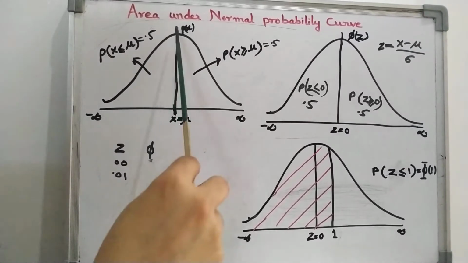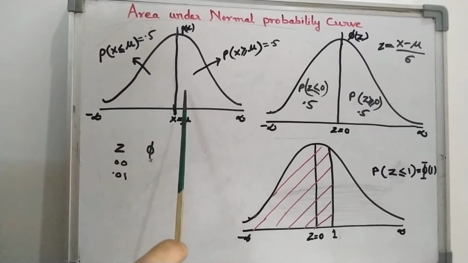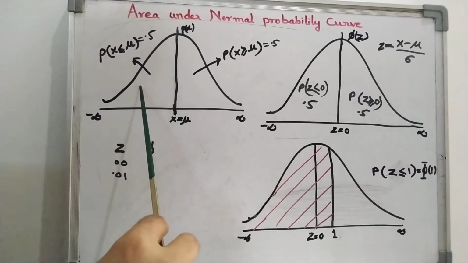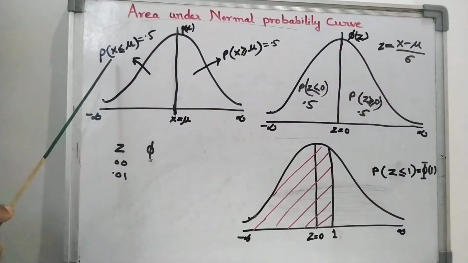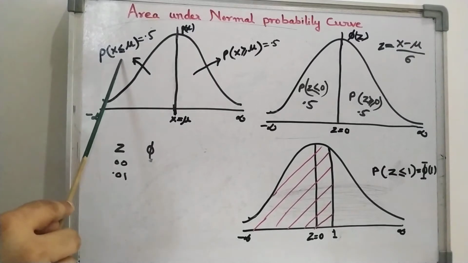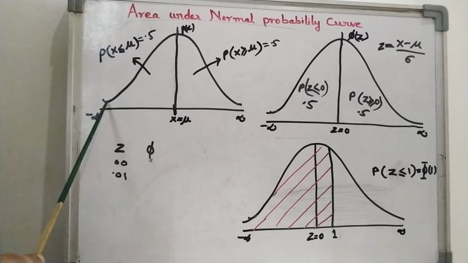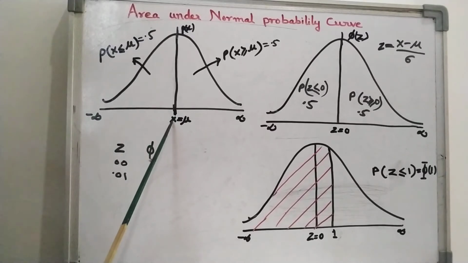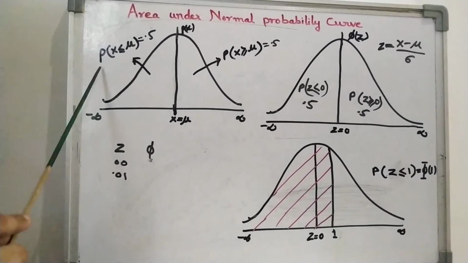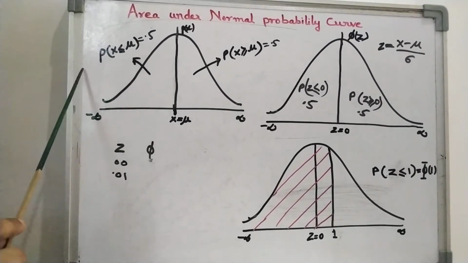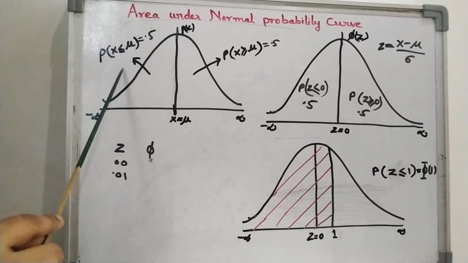Now, look here, from this line on either side, the area is equal because it is a symmetrical curve. So, this area is equal to this area. Now, we can write for this area probability of x less than or equal to mu, that means this part from minus infinity to mu. We can also write this in integration form: the integration from minus infinity to mu of p(x) dx.